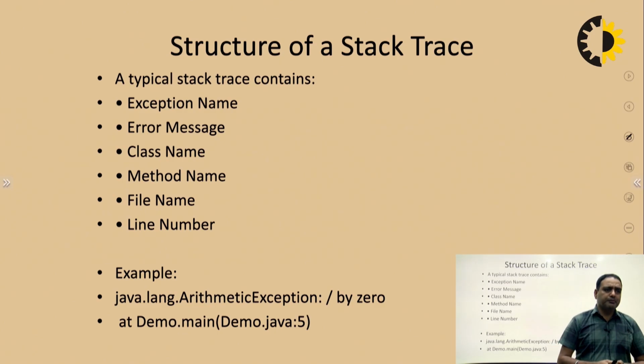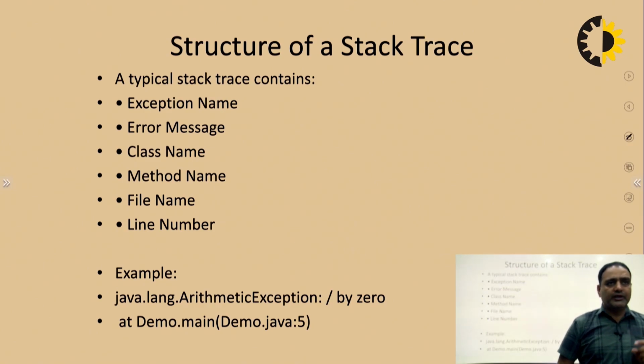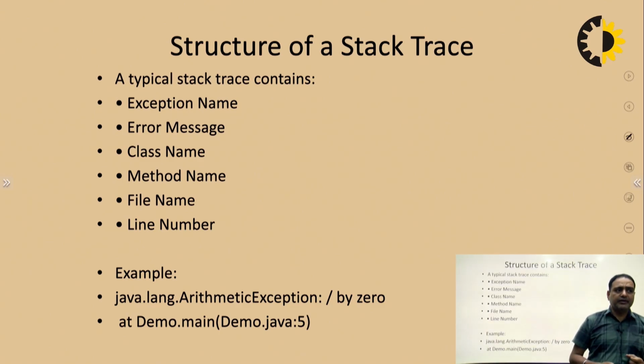Through this method, you can get the information about which type of exception occurred, and what the particular exception is. Here it is displayed as divisible by 0. What is the file name, the error message, class name, method name, file name, and line number?